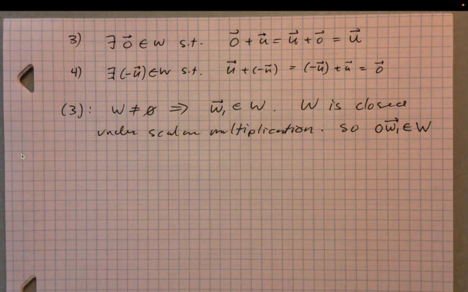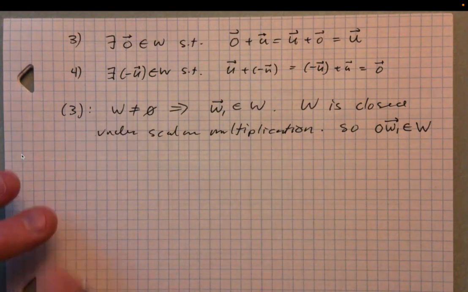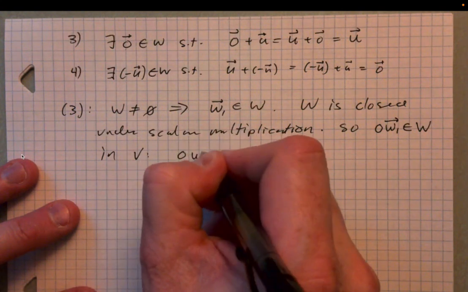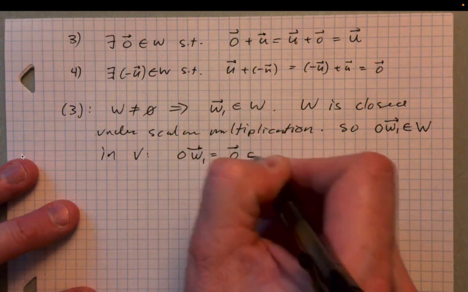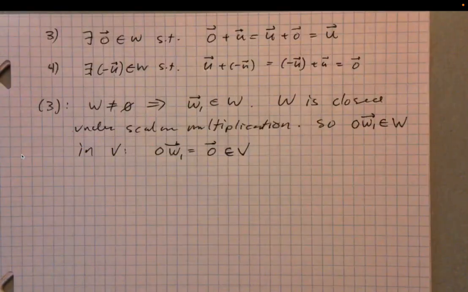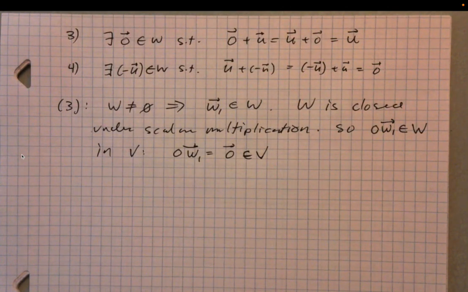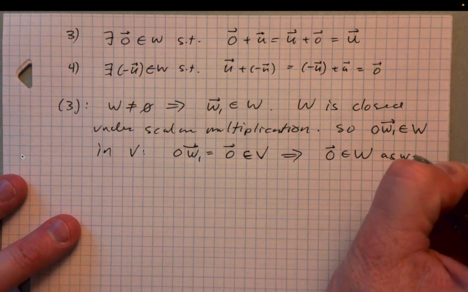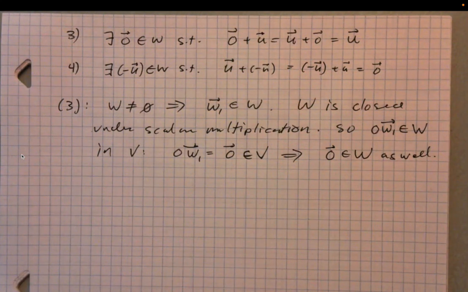This is the same operation as in V. In V, 0 times w1 is just equal to the 0 vector. So what does this mean? Well, if W is closed under scalar multiplication and 0 is a valid scalar, then when I multiply 0 by any element in W, that implies that the 0 vector must be in W. Okay, so we know that now.